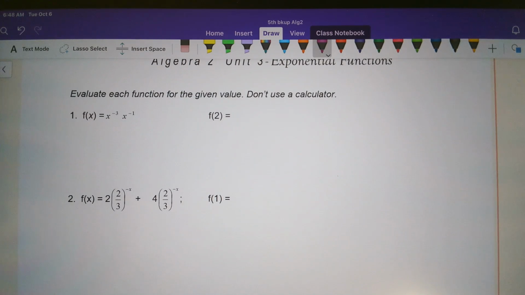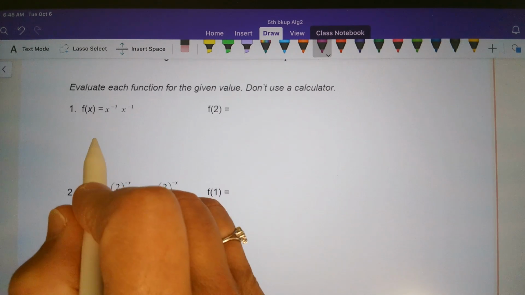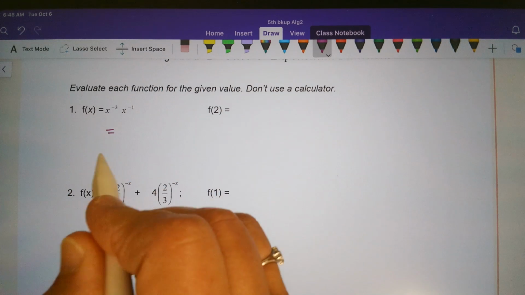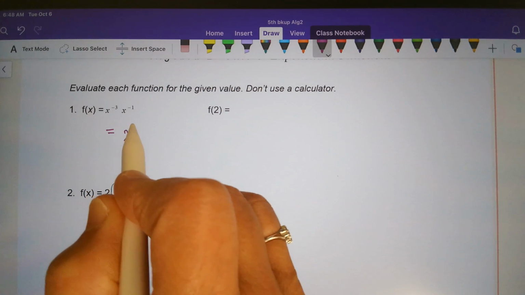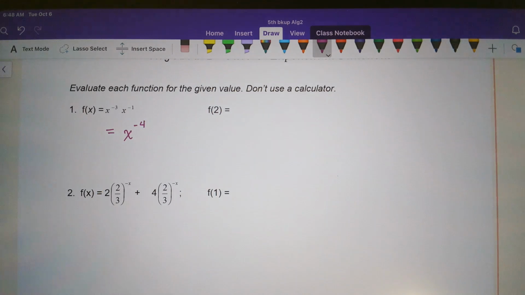Evaluate each function for the given value. Don't use a calculator. Okay, well, first off, we have f of x equals x to the negative 3 times x to the negative 1. We want to evaluate f of 2. Well, first let's simplify this. What does this equal? This equals x to the, add those exponents, negative 3 plus negative 1 is negative 4.